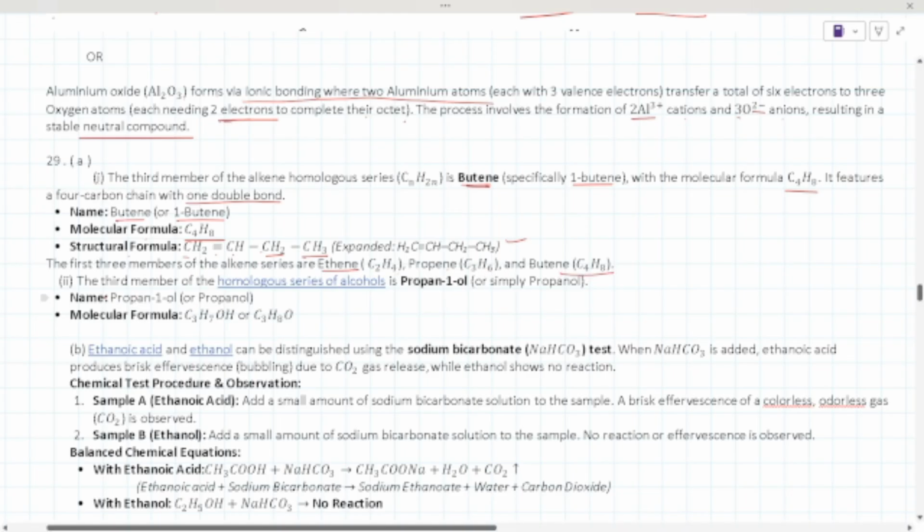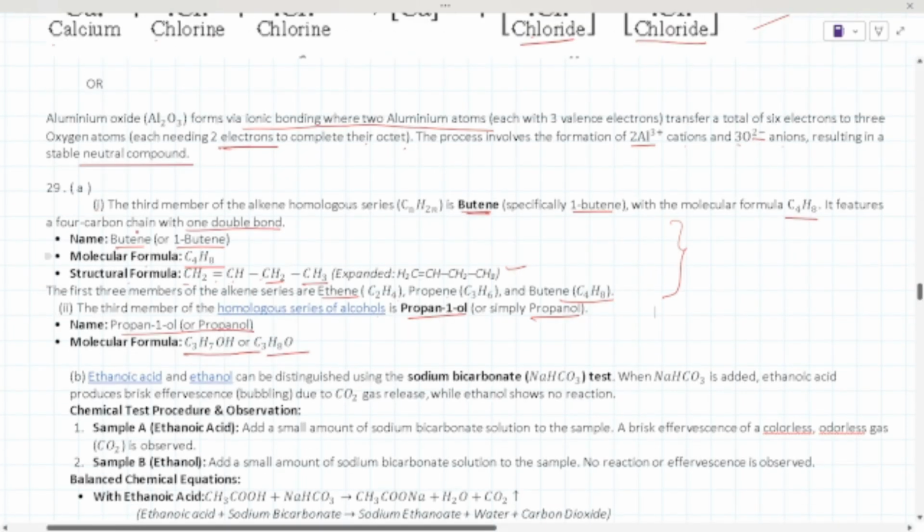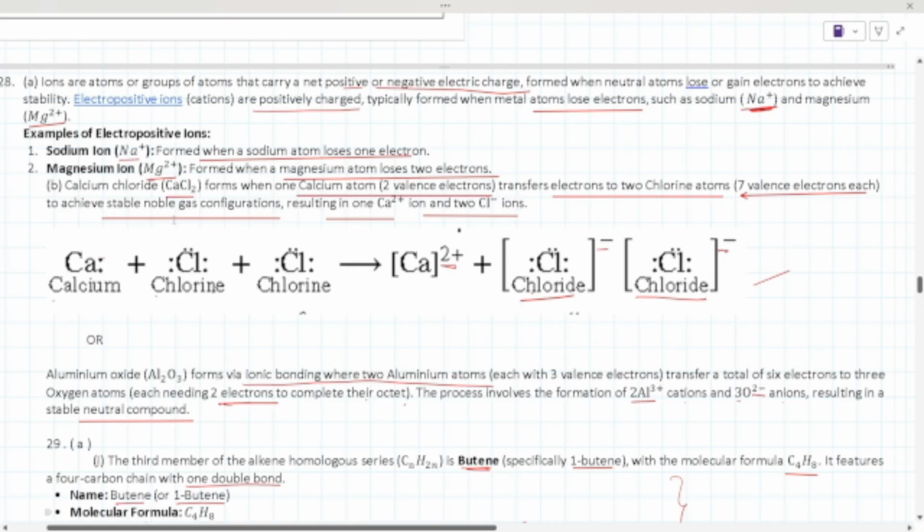Okay, the third member of the homologous series, propan-1-ol. The name is propanol, and the formula is C3H7OH, or you can say C3H8O. If you write this answer step by step or in detail, you will get full marks here. Just try to write all of it.